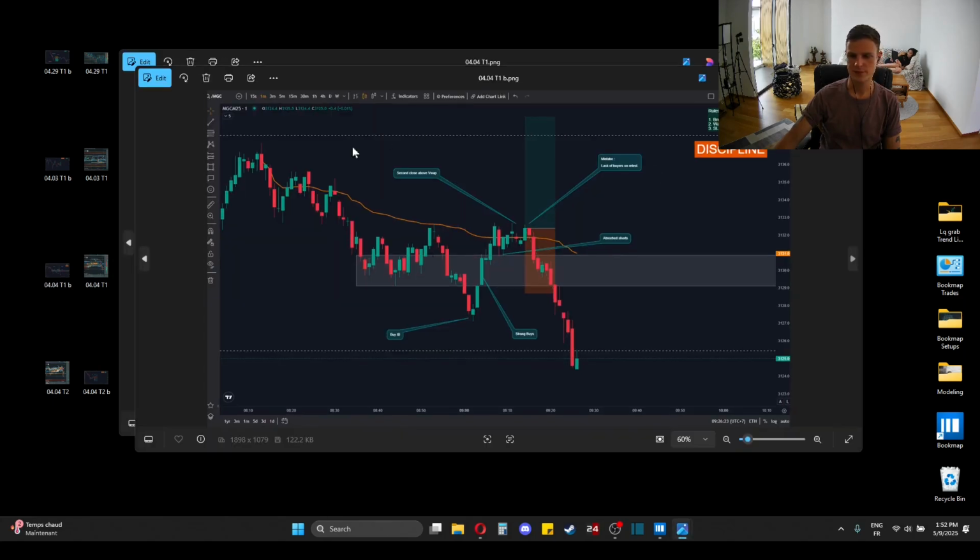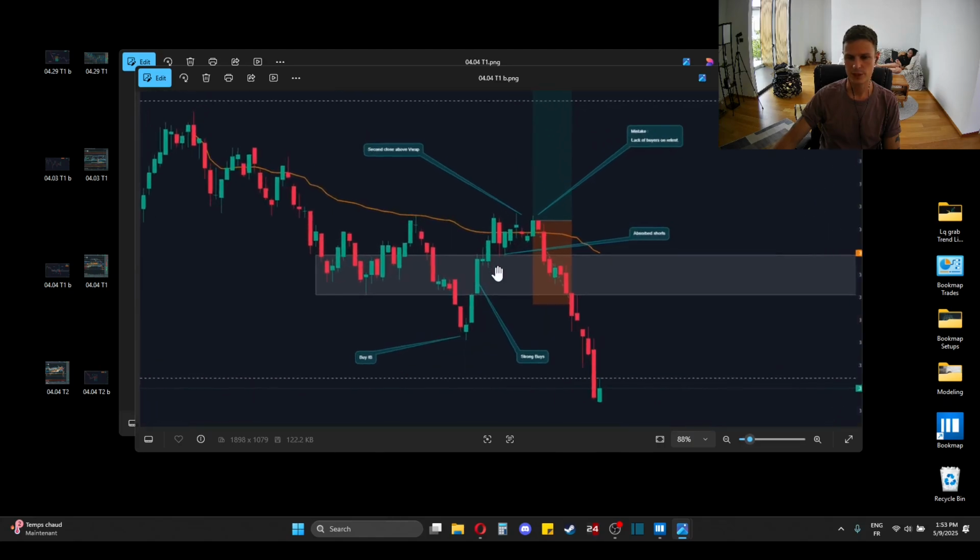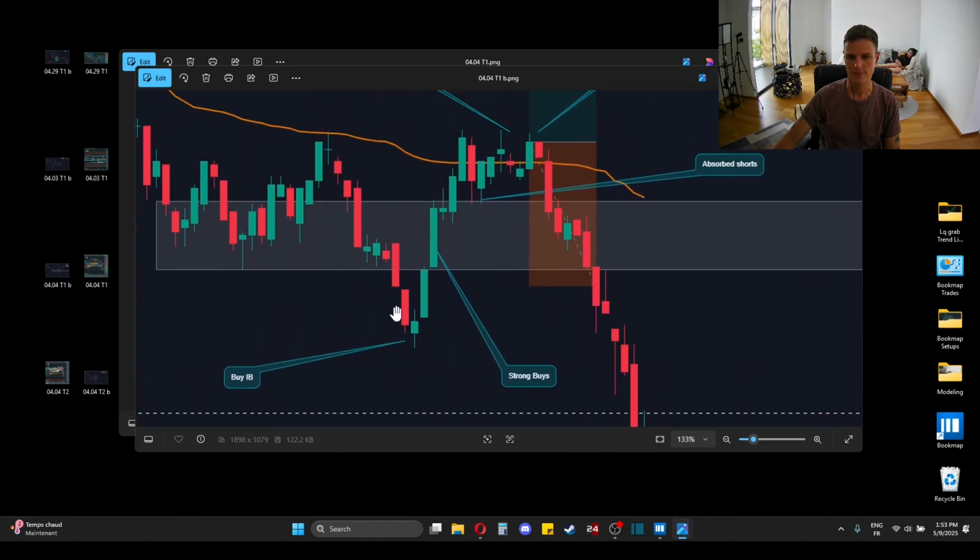This one. So this was a mistake. Okay, that's interesting. Let me show a mistake then. Okay, so you have a price pushing up. Let me zoom in here. You had a buy iceberg.